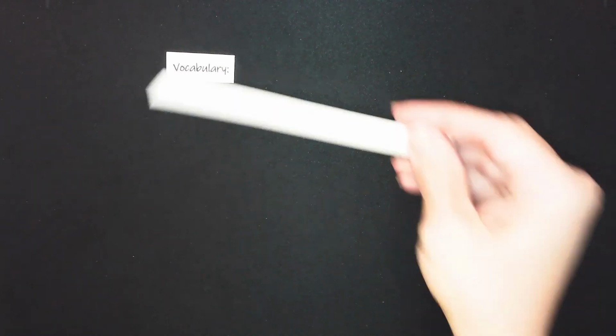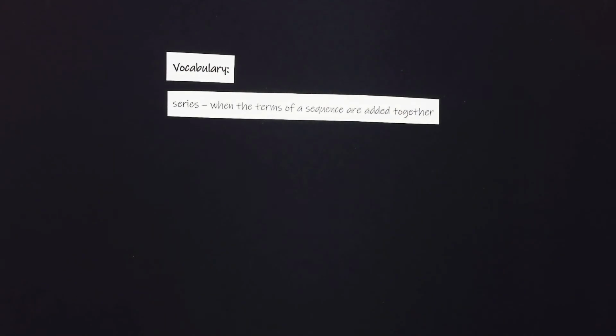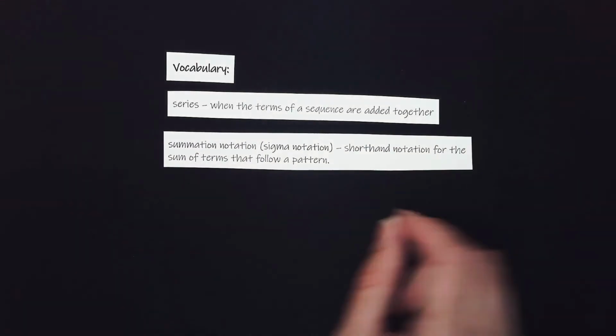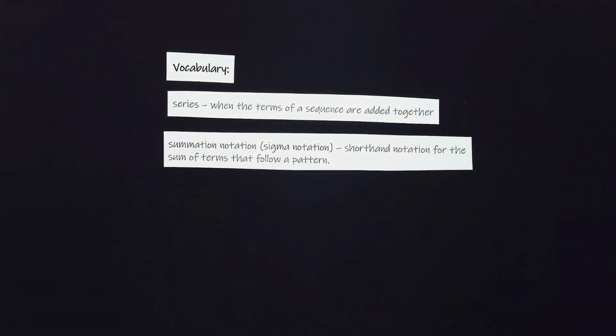So we've talked about sequences, that was in the first 2 videos, but now we're dealing with series. And that is when the terms of a sequence are all added together. Okay, and then I said we're going to write these series in summation notation. So we need to talk about what that is. It can also be called sigma notation. So you might hear it either way. It is the shorthand notation for the sum of the terms that follow a pattern. And you'll see that here in just a minute.